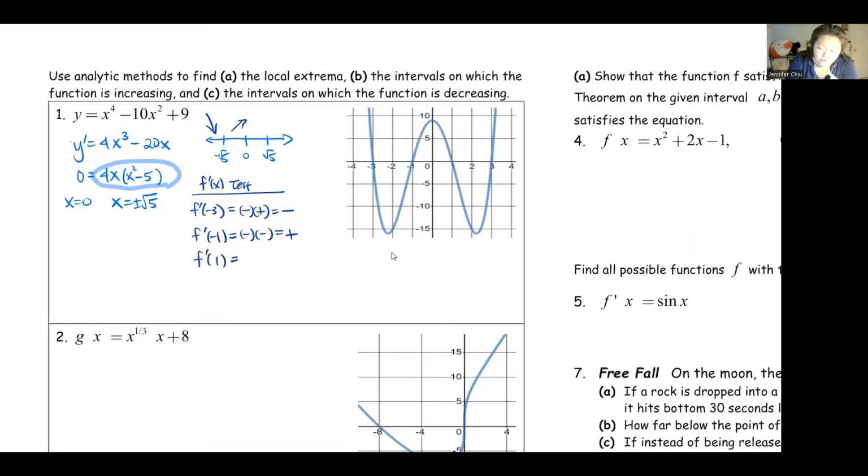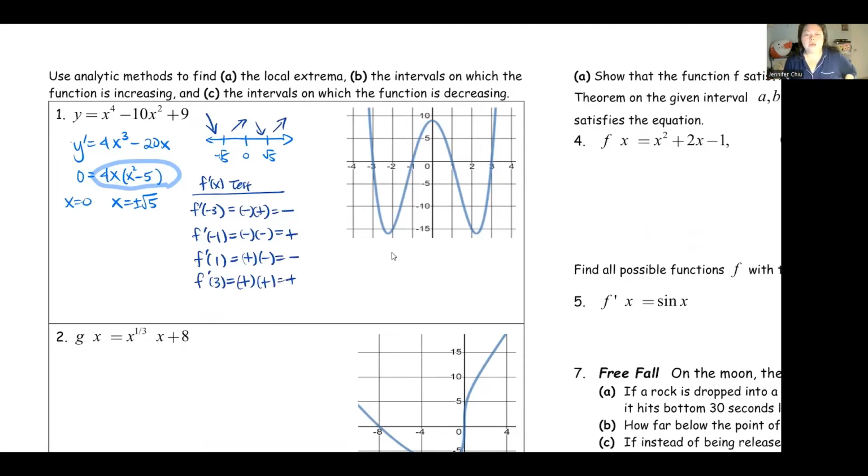Okay, the next interval, I probably pick 1. So 4 times 1 is positive. 1 minus 5 is negative. I get negatives, coming down again. And then last but not least, something that's past root 5, I will probably pick 3. So then you get 12, which is positive, times 3 minus 5 is positive. I get a positive, so it's going up again.